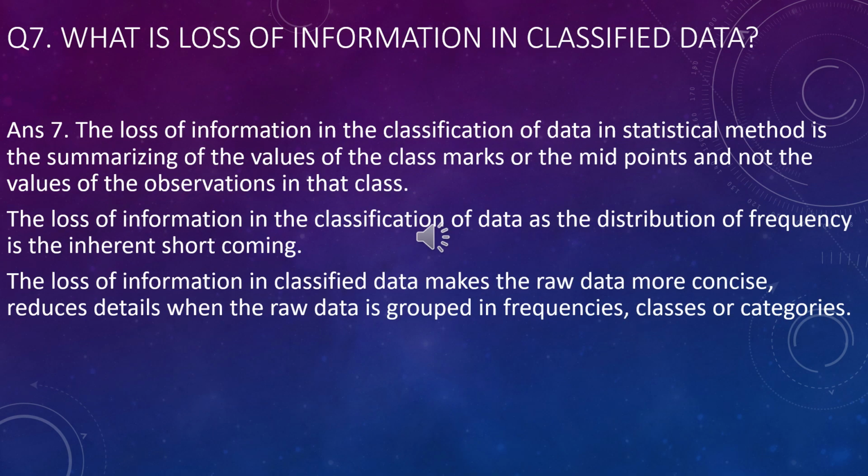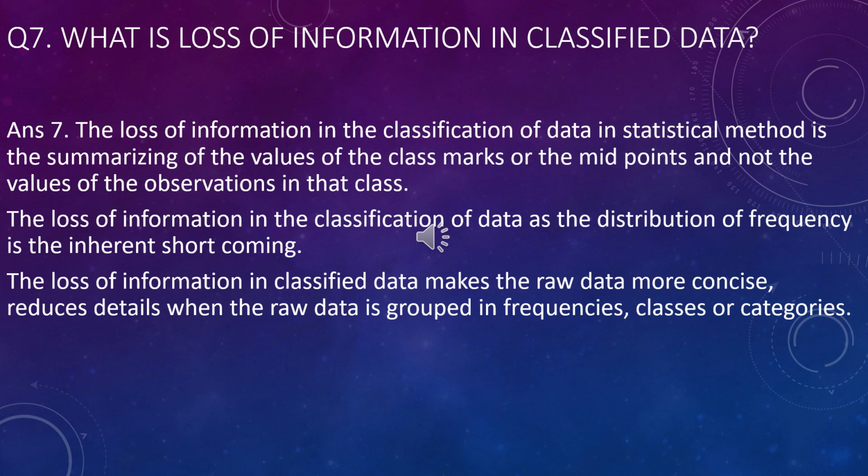Now we come to the next question, which asks what is loss of information in classified data. So from where does loss of information come in classified data? We find that loss of information comes when we summarize the data as per the class mark or the class midpoint. We don't take the original observations together. We only take the midpoint. So in this way there is loss of information. And what is a class mark or midpoint? We have done this before. It is the average of the upper class limit and the lower class limit.